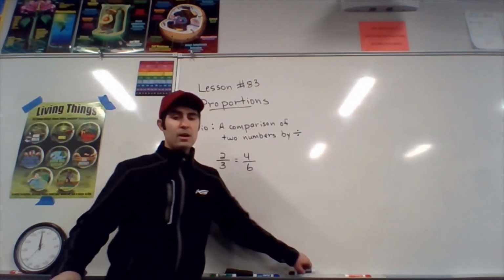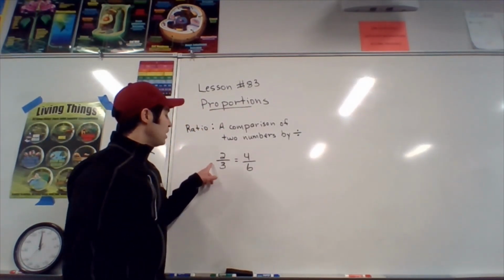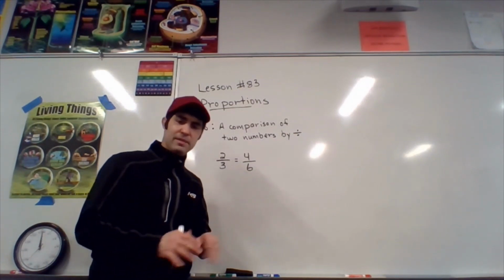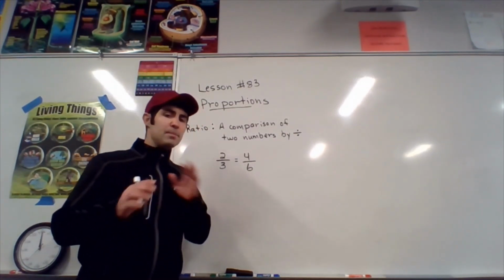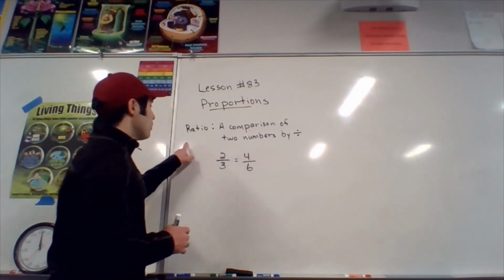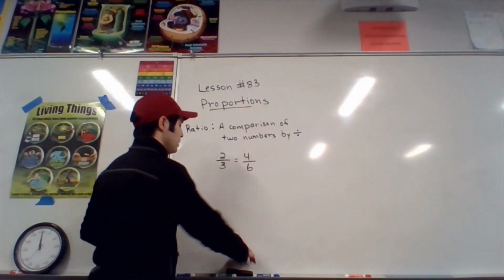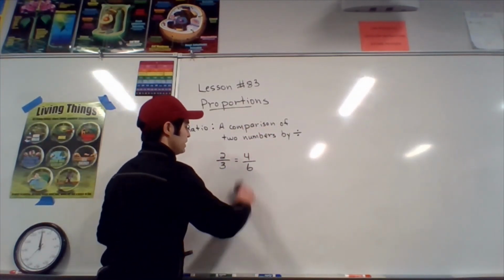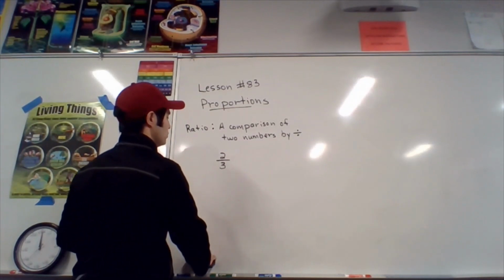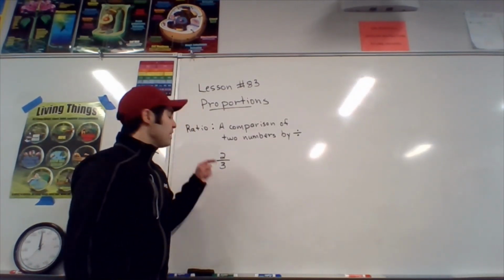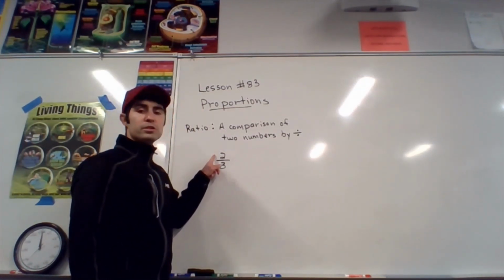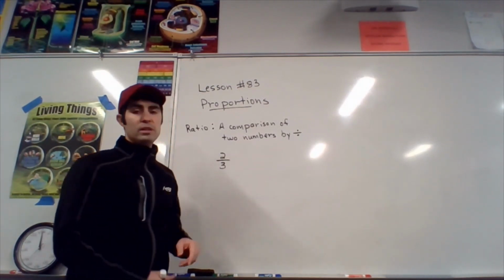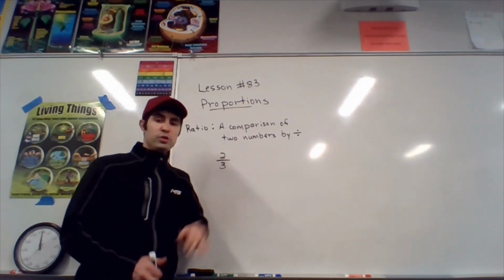But we're going to talk about two ratios. A little bit different. Same concept, but a little bit different. A ratio is a comparison of two numbers by division. So let's look at this right here, okay? Let's say there's 2 girls to every 3 boys. I'm comparing girls to boys.